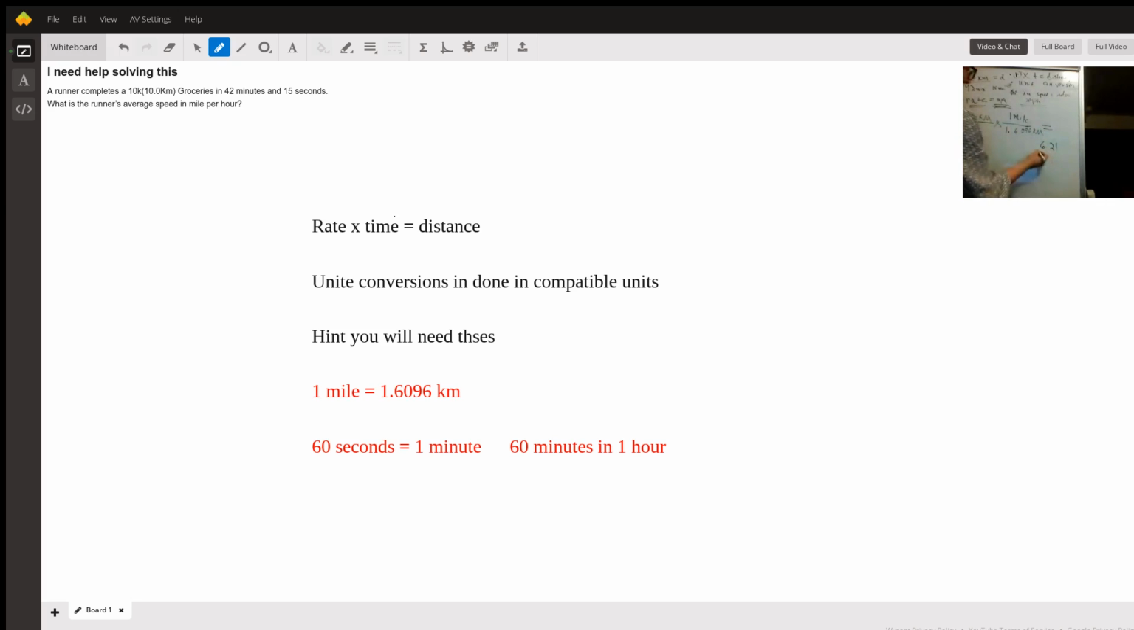Just know that off the top of my head. Okay, so that's our distance in miles. That's going to be equal to our d. So we got that. We got our distance figured out here.